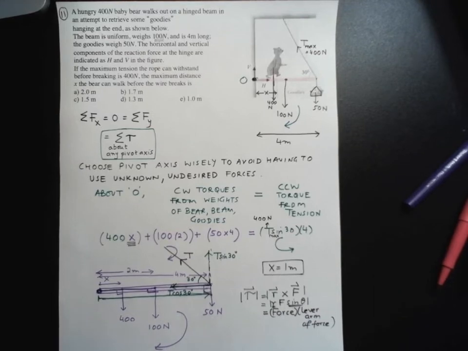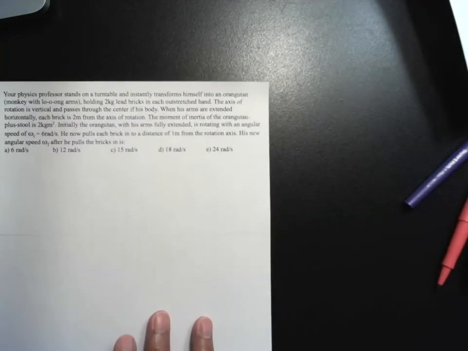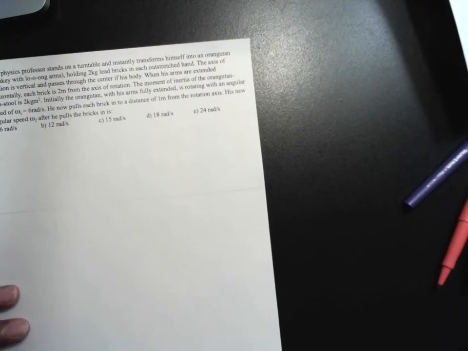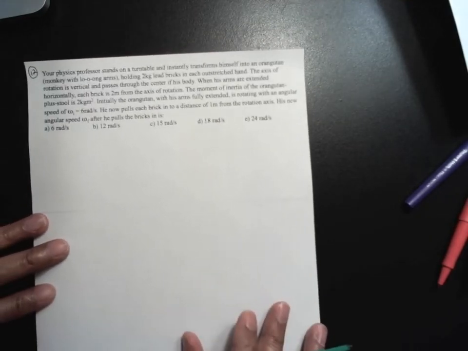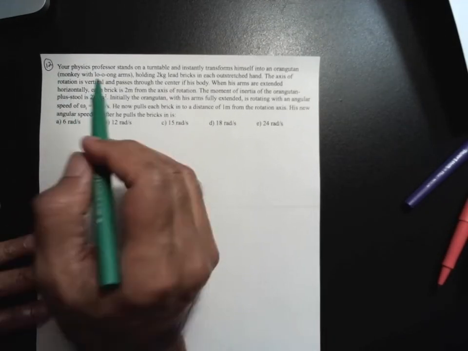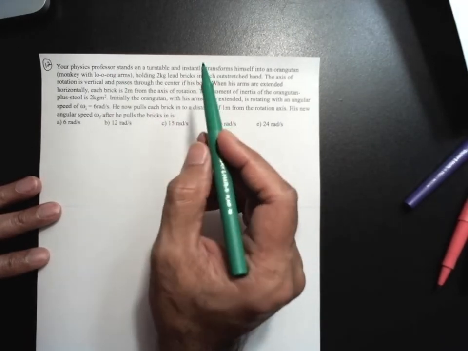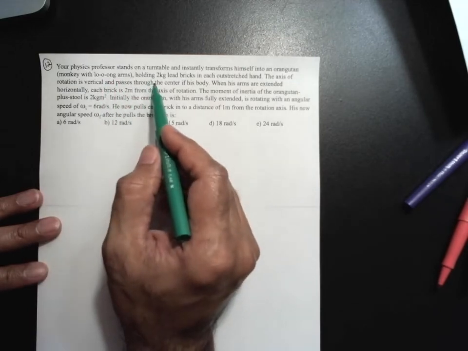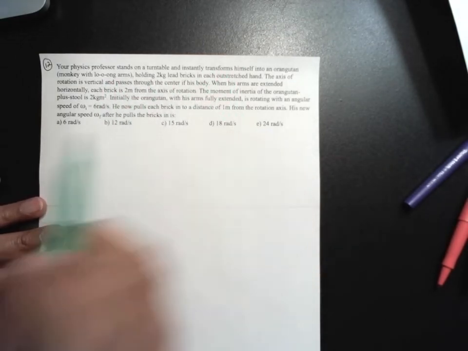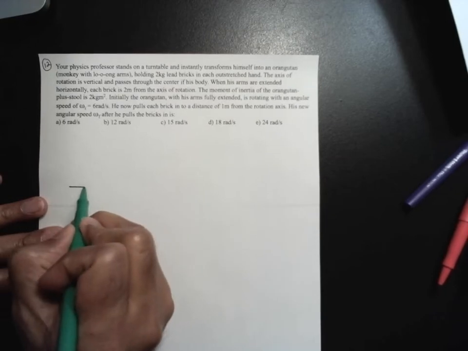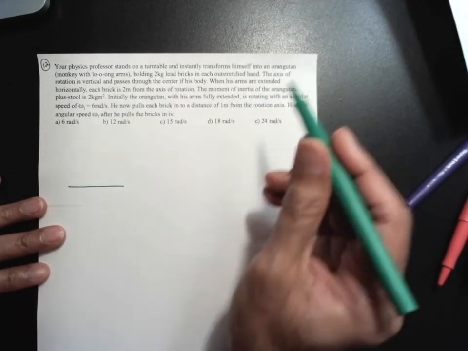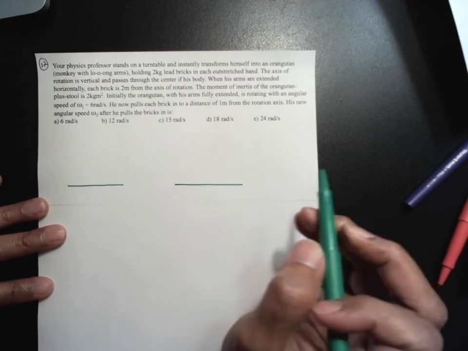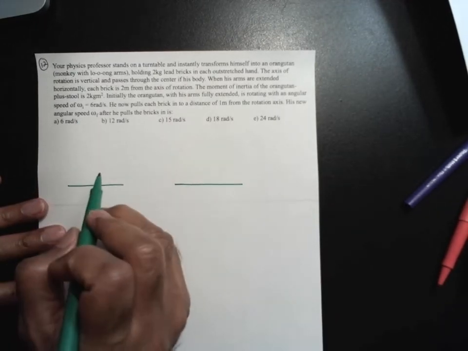Okay, so then let's do number 12. So this is a physics professor who stands on a turntable and transforms himself into an orangutan, okay, a monkey with long arms, holding 2 kg lead bricks in each outstretched hand. So once again, you know, it's the figure skater problem, right? And of course, if it were face-to-face, we would have done this in class.